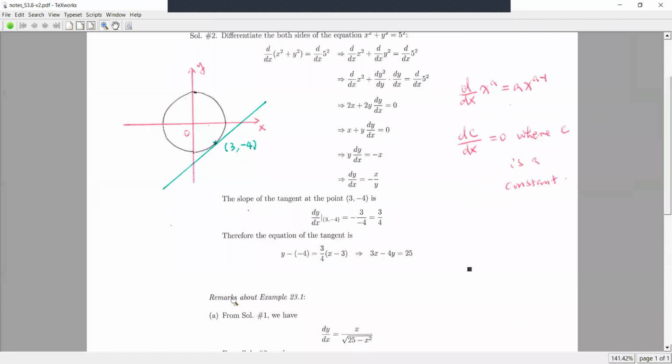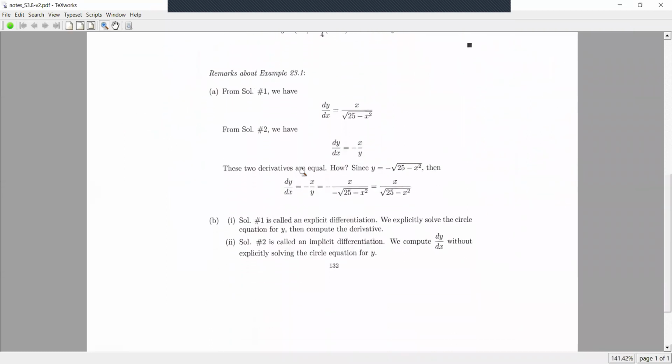Here are 2 remarks about example 1. From solution 1, we have the derivative is x over the square root of 25 minus x squared. From solution 2, we have the derivative is negative x over y. Actually, these 2 derivatives are equal.